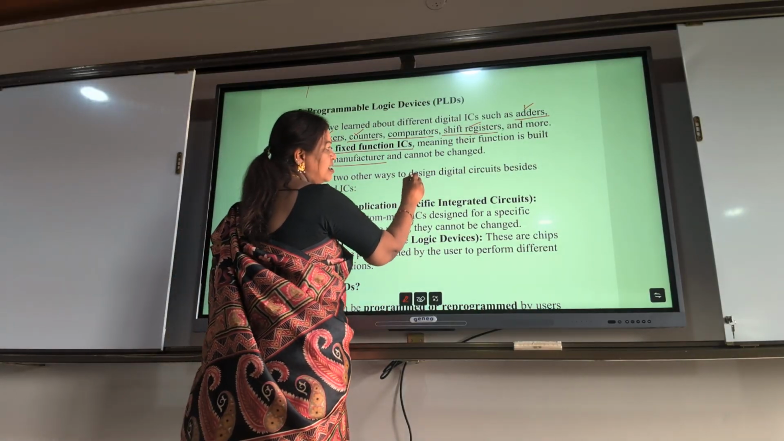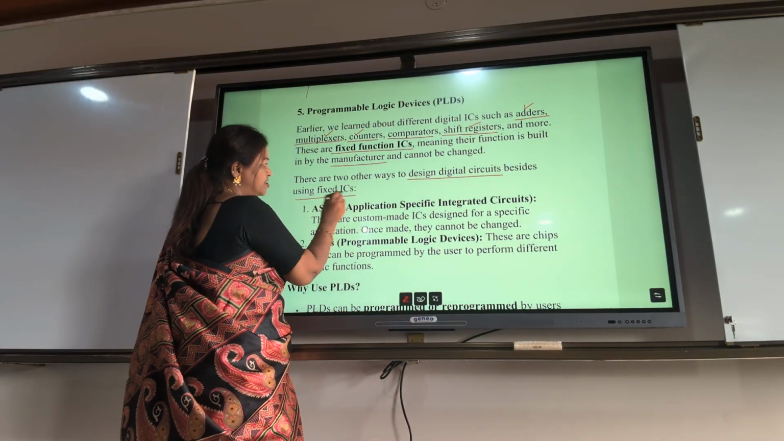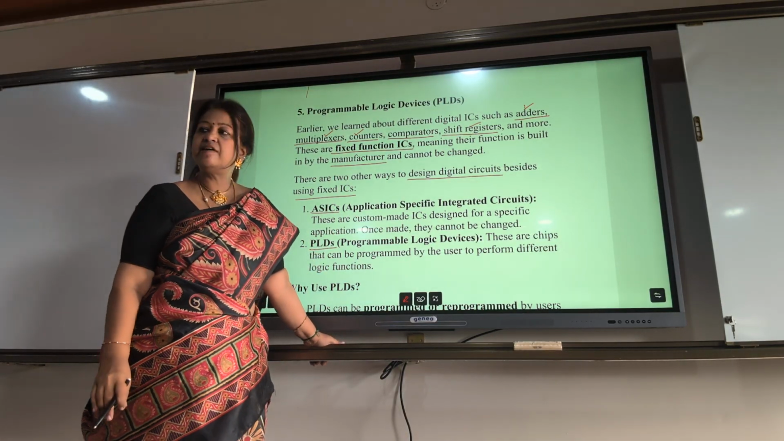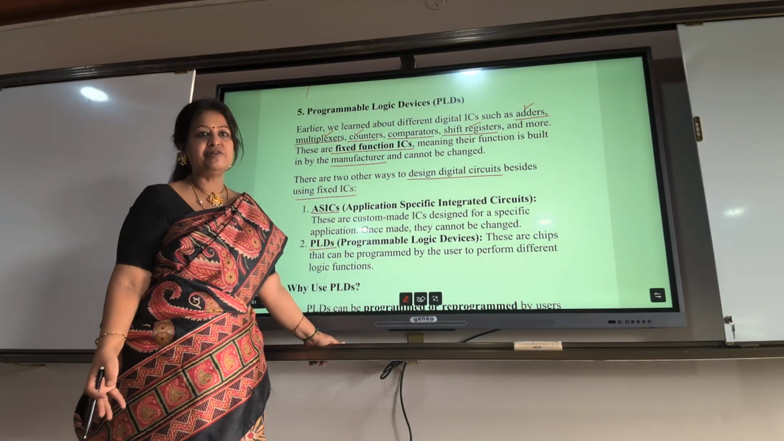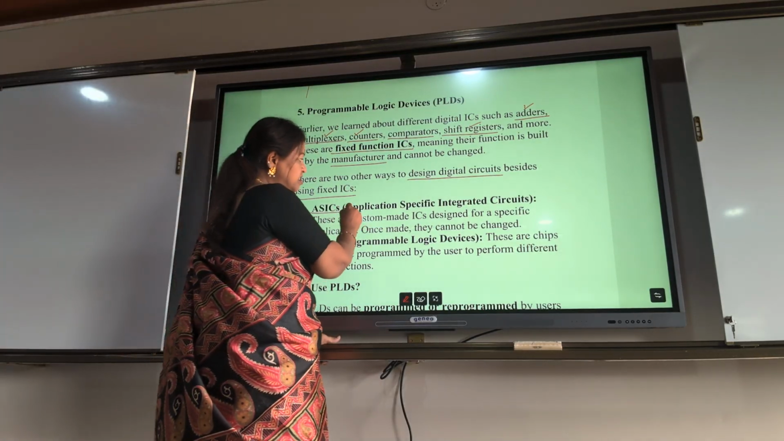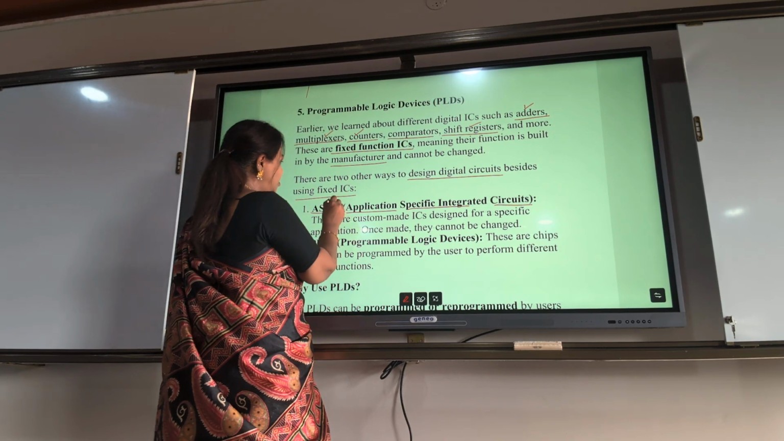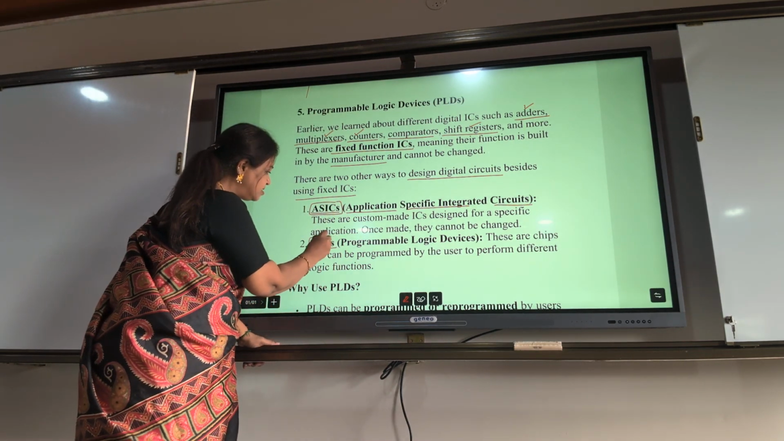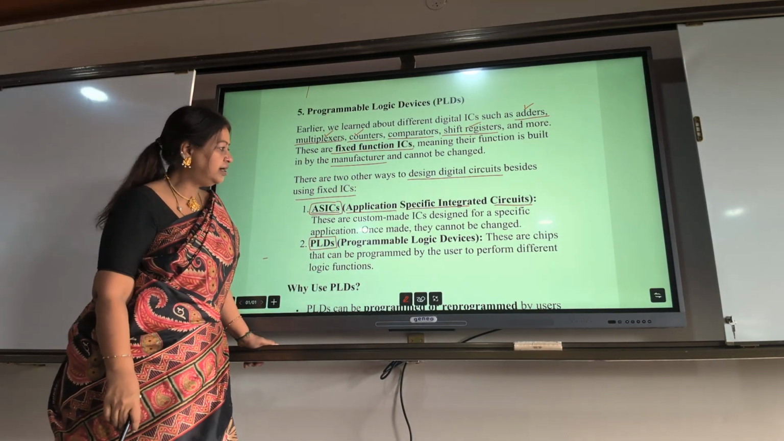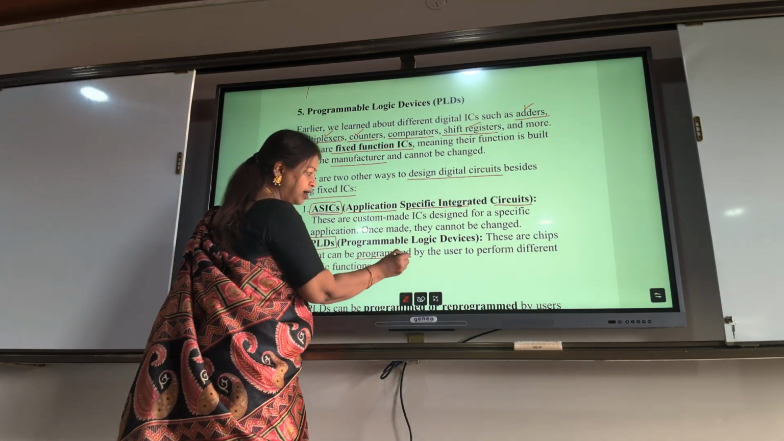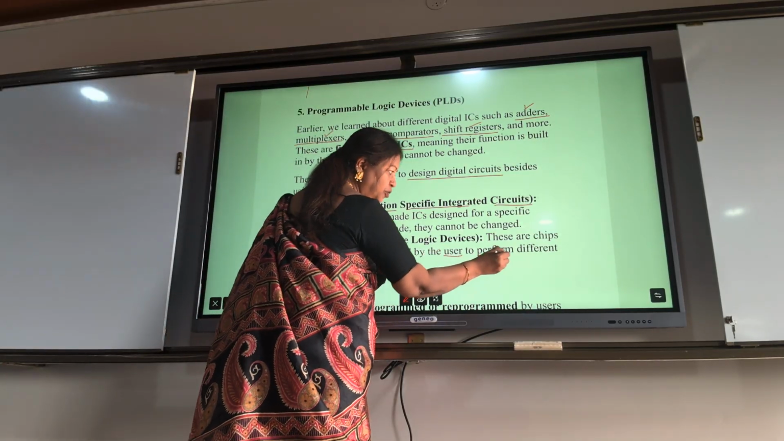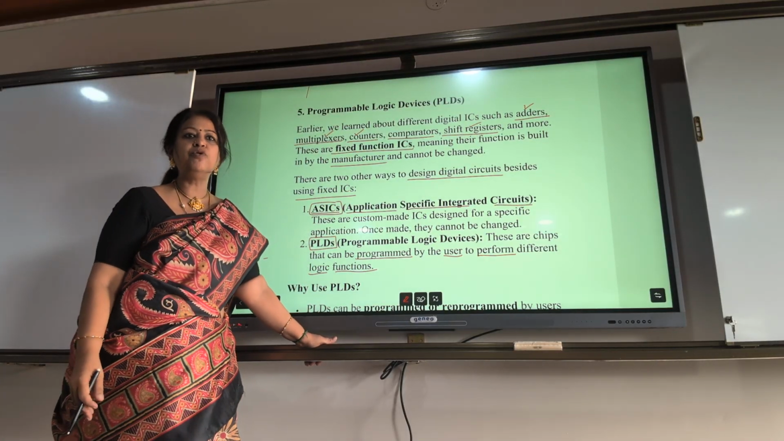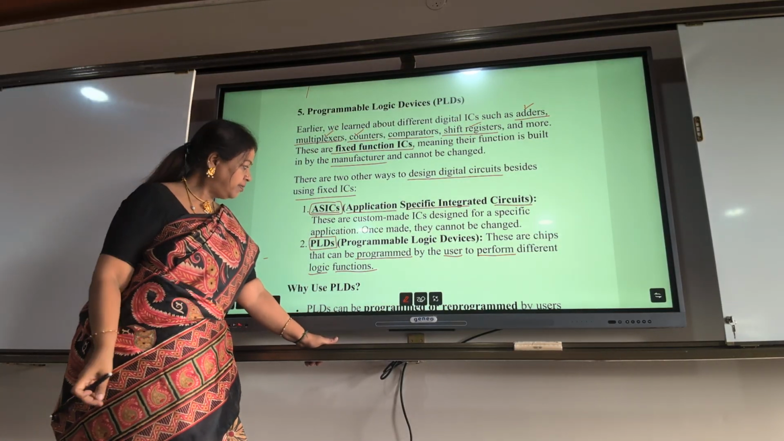There are two ways to design digital circuits besides using fixed ICs. One is ASICs, application specific integrated circuits. Another one is PLDs, programmable logic devices. These are the chips that can be programmed by the user to perform different logic functions. Whatever logic functions you want to perform, you can perform using programmable logic devices.